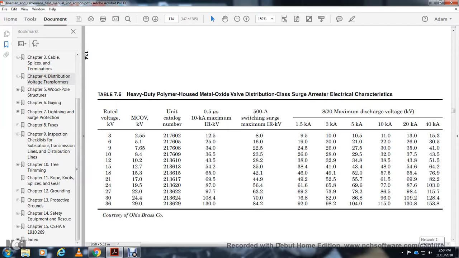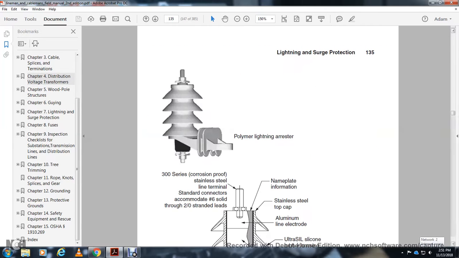Heavy-duty polymer housed metal oxide valve distribution class surge arrestor electrical characteristics: rated kilovolt, MCOV kilovolt, unit catalog number, 0.5 microsecond 10 kiloamp maximum kilovolt, 500 amp switching surge maximum kilovolt, 8 by 20 maximum discharge kilovolt with 1.5, 3, 5, 10, 20, and 40 kiloamps.